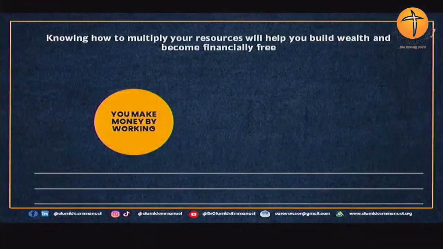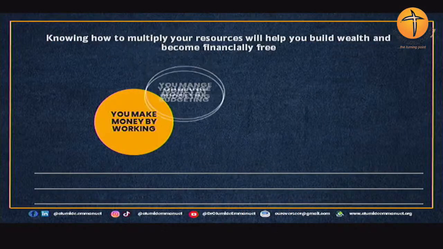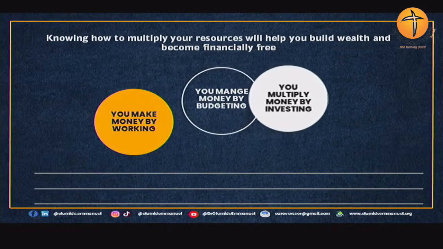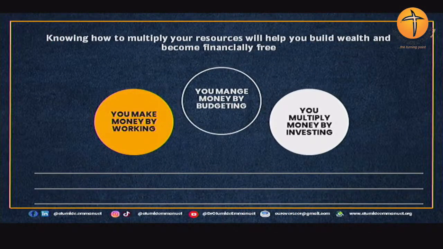You make money by working, you manage money by budgeting, you multiply money by investing. You make money by what? By working. You manage money by budgeting. You multiply money by investing.